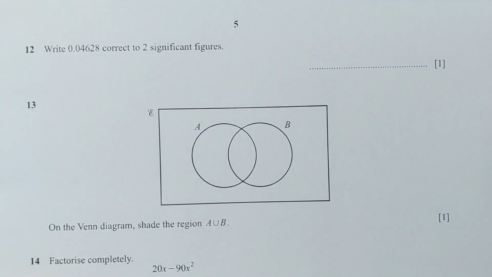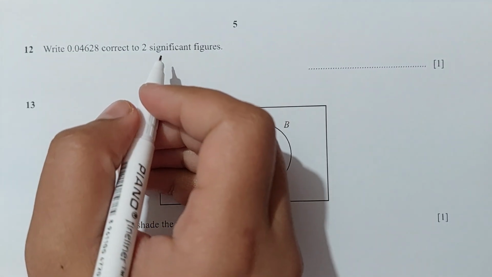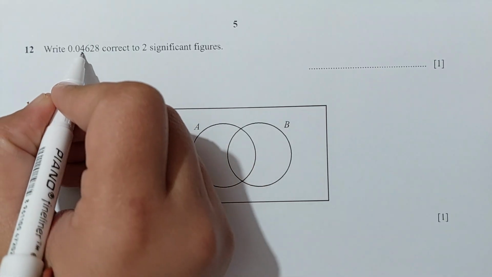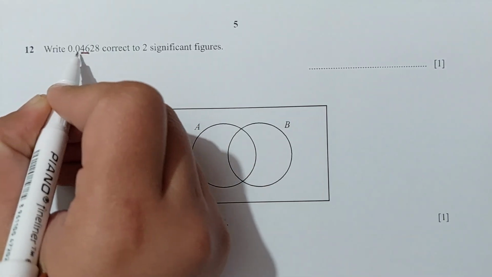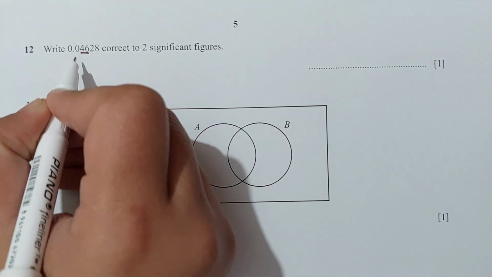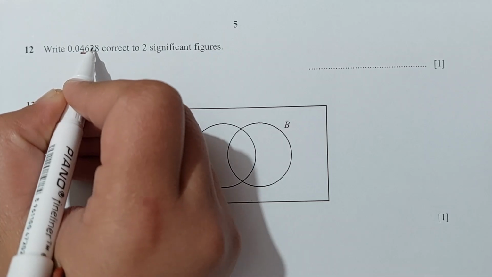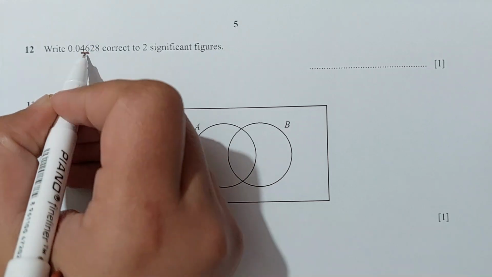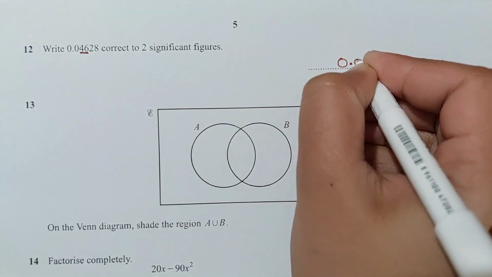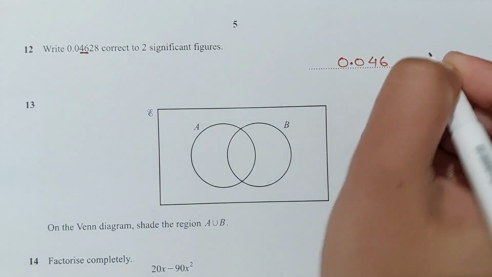Question number 12, write this number correct to 2 significant figures. Okay, so these are the 2 significant figures. These zeros are not considered as significant. 4 and 6. The next digit is 2. It's less than 5. So we can keep the 6 as it is. 0.046.